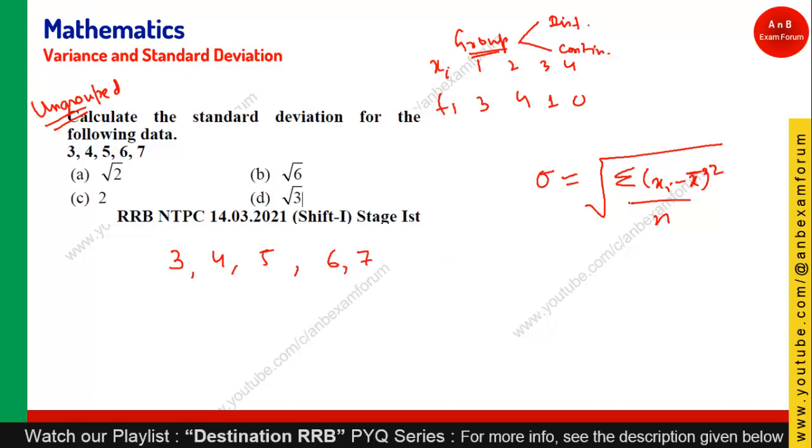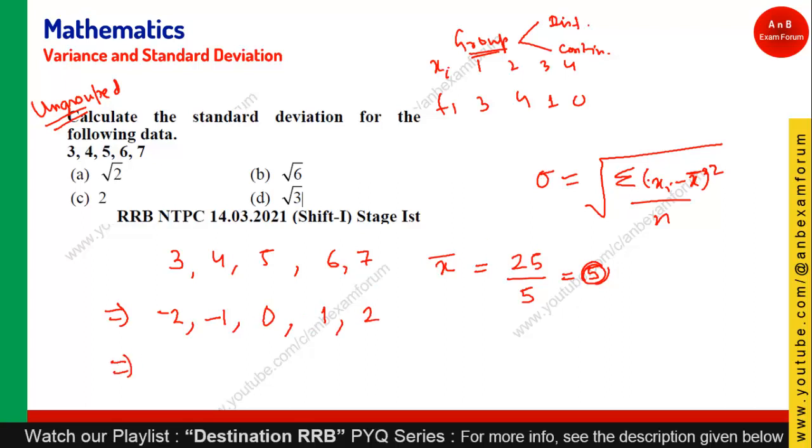First, you need to calculate the mean in order to get the differences. So your first step is to find the mean. 3 plus 4 is 7, 7 plus 5 is 12, 12 plus 6 is 18, 18 plus 7 is 25. So the sum is 25 and you have 5 observations, so your mean is 5. From each observation you need to subtract this mean value. 3 minus 5 gives minus 2. 4 minus 5 is minus 1. 5 minus 5 is 0. 6 minus 5 is 1. 7 minus 5 is 2.